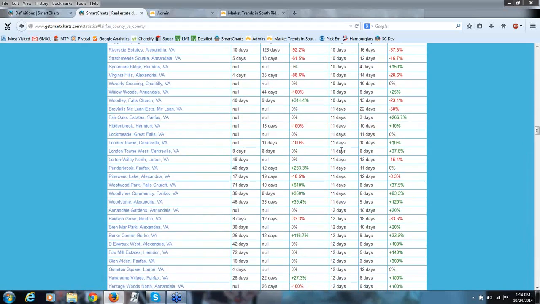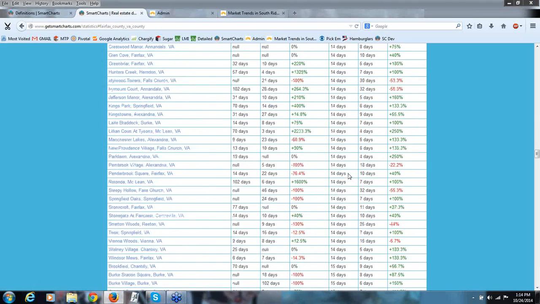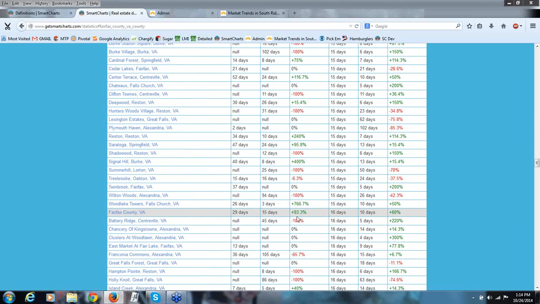And so if I happen to be selling a home in Penderbrook in Fairfax, I can use that knowledge to say, look, homes here year to date are selling in 11 days. That's no different than last year, and that's faster than the county aggregate overall.